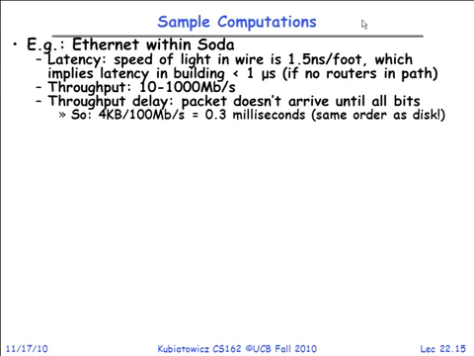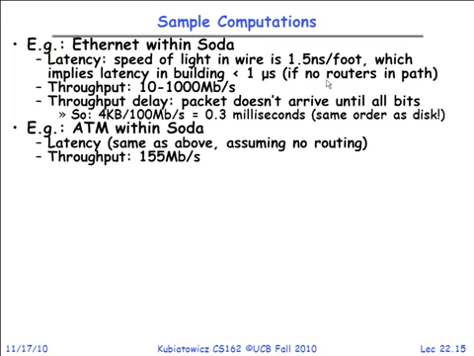What about ATM within SOTA? Now ATM, as I mentioned before, is the asynchronous transfer mode protocol, one of the first packet switched networks that was used cross-country. It's used for phones. The latency is the same, because it's over a wire. Throughput is more like 155 megabits per second. Throughput delay is about 200 microseconds versus the 300 microseconds up here. Okay, so that's slightly better, and that's because we've got a slightly faster connection.